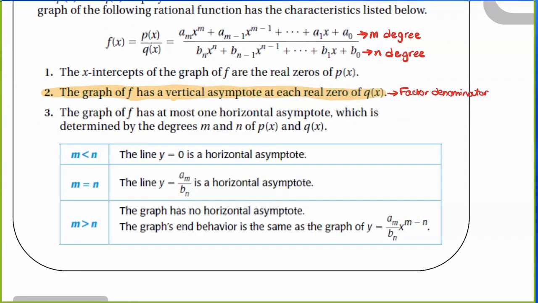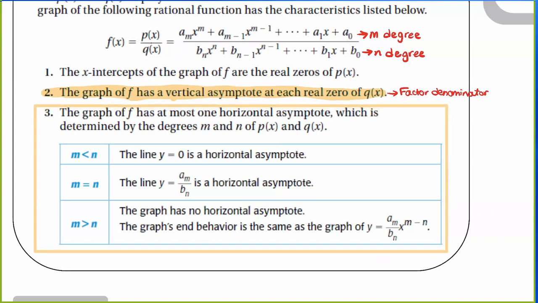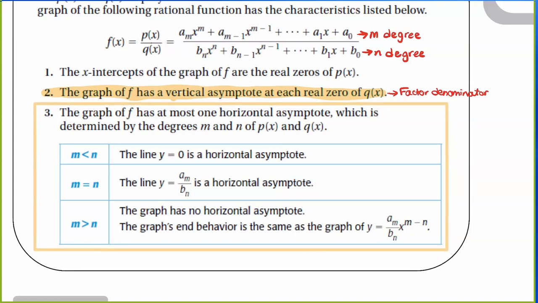And then number 3, the graph of f has at most one horizontal asymptote, which is determined by the degrees m and n of p of x and q of x. So number 3 is sort of this whole box, because it gives us our 3 cases. And it looks kind of overwhelming, but today we're just going to focus on the first case, where if the degree of your numerator is smaller than the degree of the denominator, your horizontal asymptote is automatically at y equals 0. So that's going to be true for everything we do today. We're just doing these.